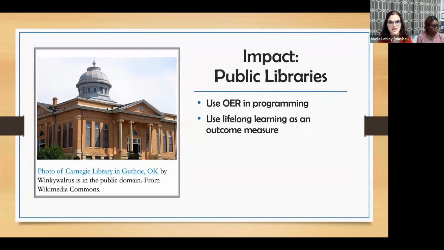You can also take a resource that you find and change it up if it has an open license that allows you to do that. And so we really just wanted to bring OER, let you know about it if you didn't already.